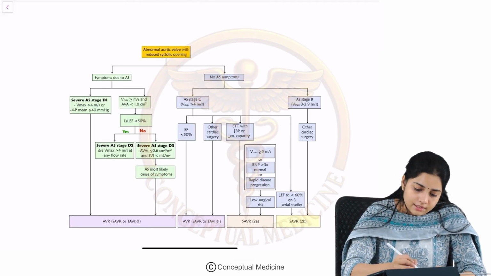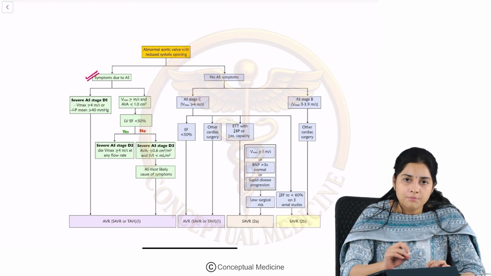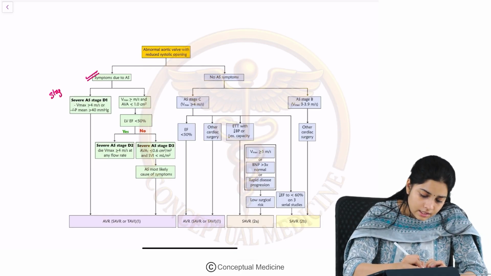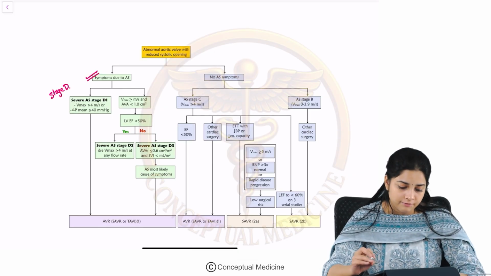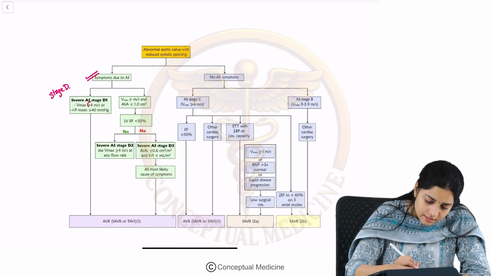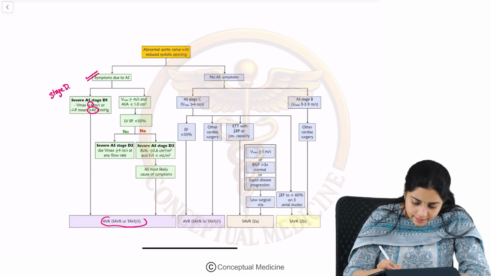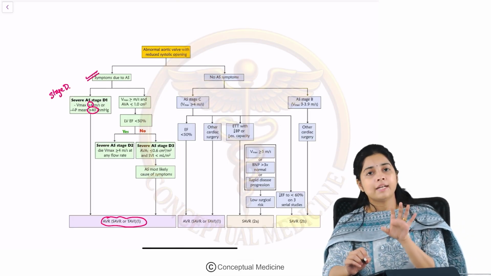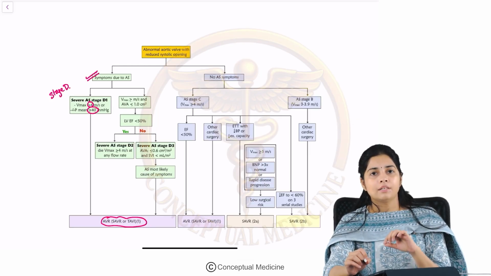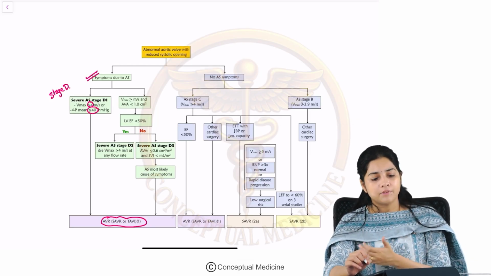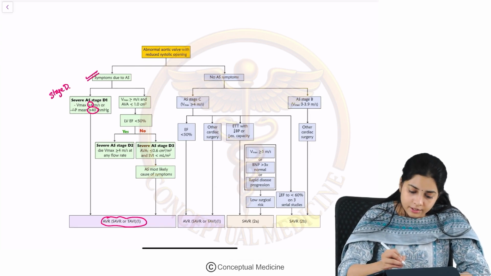So, first we see whether there are symptoms due to aortic stenosis. If the patient is symptomatic and in stage D, that is symptomatic severe AS, where the peak velocity is more than 4 and the pressure gradient is more than 40, then you do an aortic valve replacement. Which type of aortic valve do you prefer, a transcatheter aortic valve replacement or a surgical aortic valve replacement? That we will be looking at with further discussion. So, symptomatic stage D, definitely you do that.